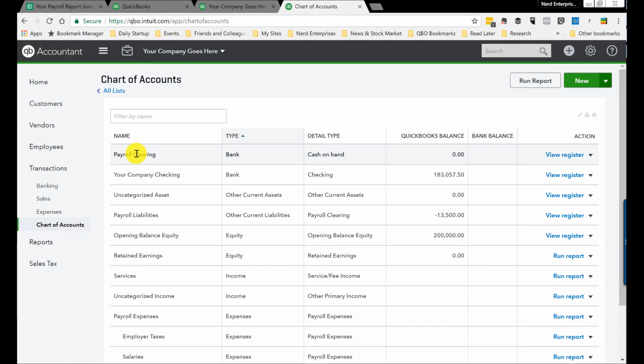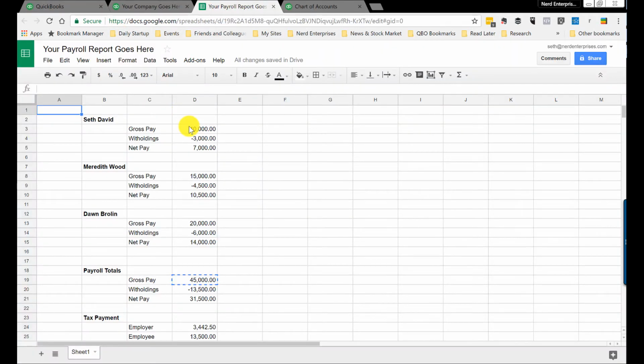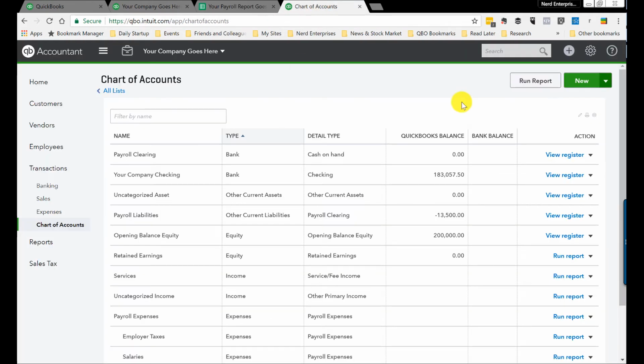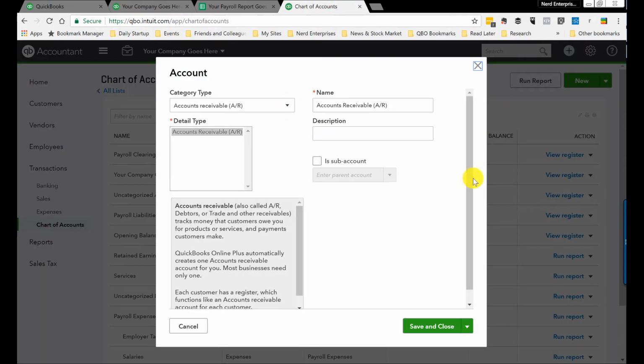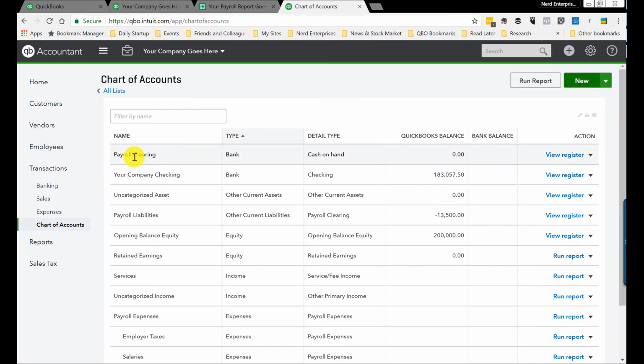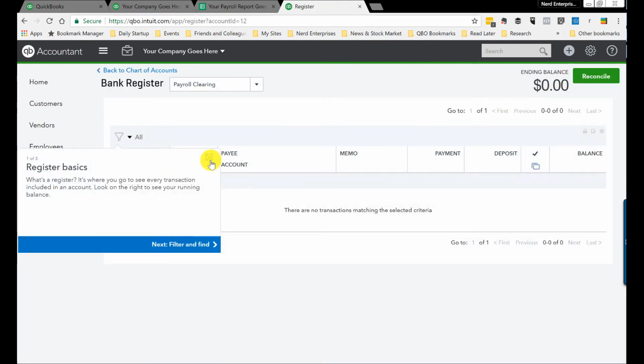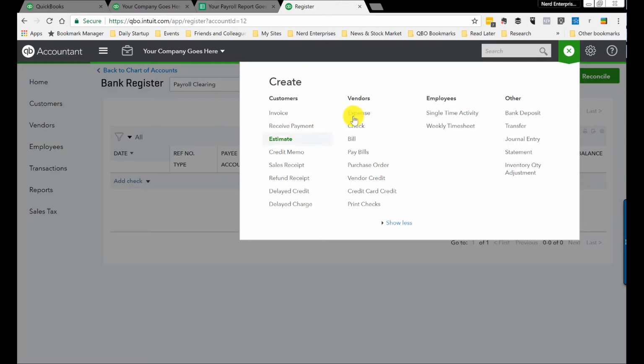So now we're going to enter each individual paycheck. So first we'll enter mine. Other than that, it's the same exact process. So we're going to say, not new account. Let's go into the payroll clearing. We'll say view register. And I'll say new check.